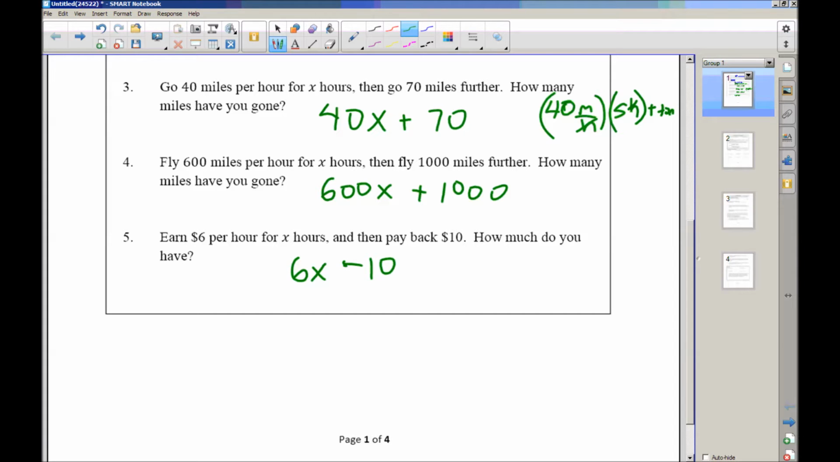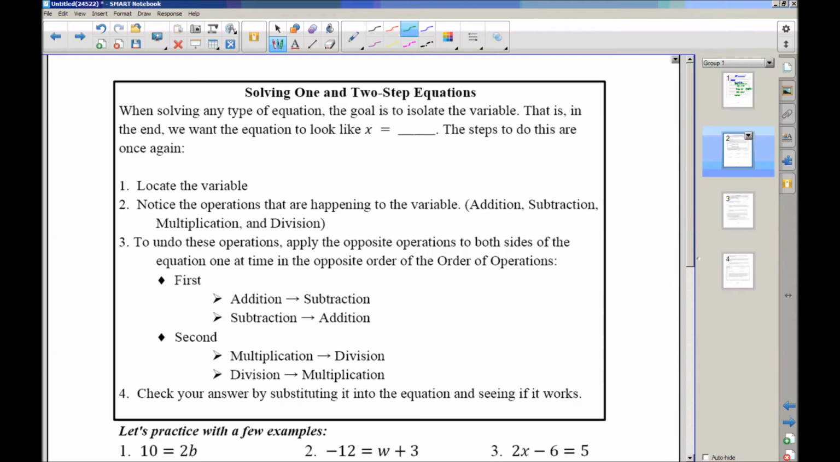My first job was a paper route as a younger person. My second job in high school was at McDonald's. And at McDonald's, I made about $3.25 an hour. And at the end of the first week, I had to pay back for my uniform. So I had to pay back 10 of the dollars that I had made. Okay. All right, so solving one and two-step equations.